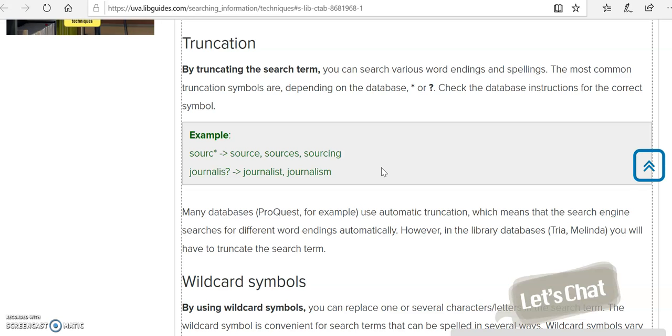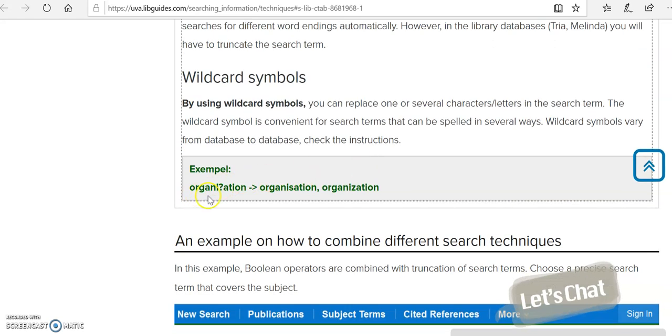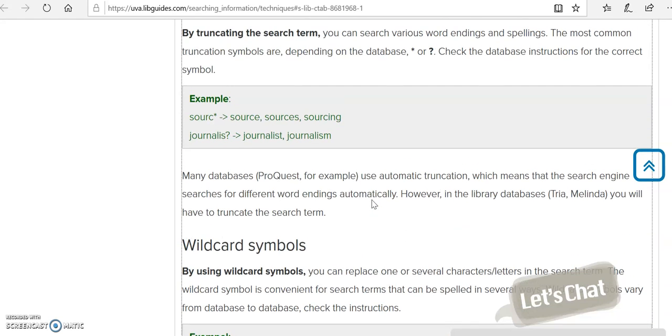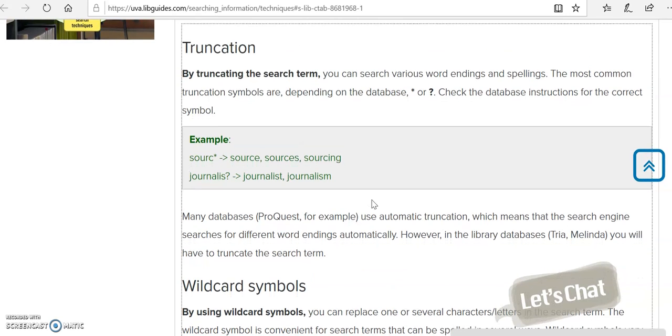By using wildcard symbols, you can replace one or several letters or characters in the search term. For example, the word organization can be written in different ways, and if you use a wildcard symbol, you can get both of these variations in the search results. Truncation marks and wildcard symbols can be different in different databases, so always remember to check what is used in that database that you're in.